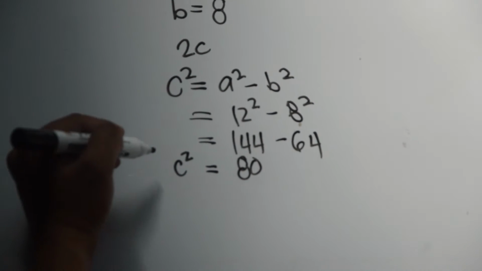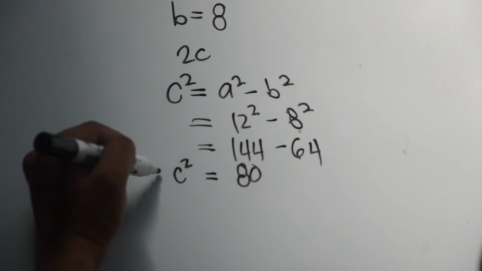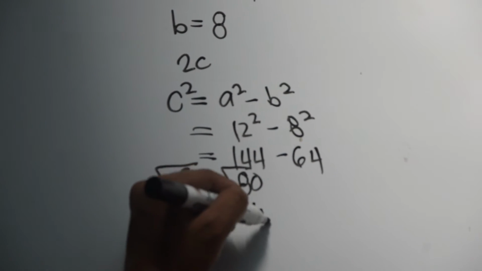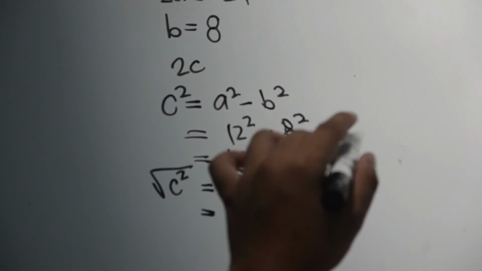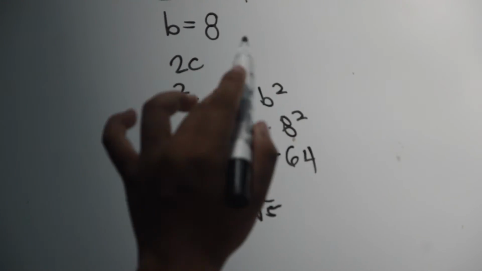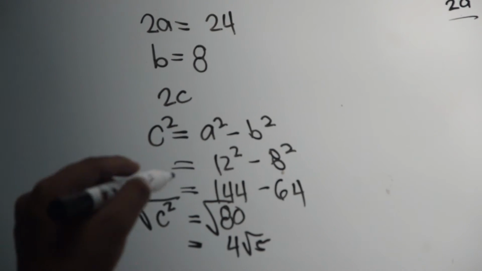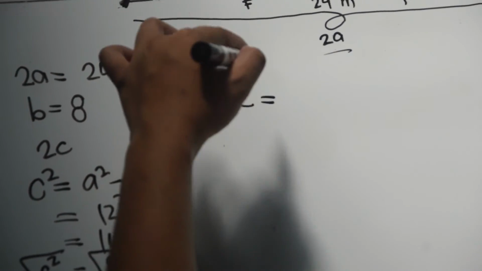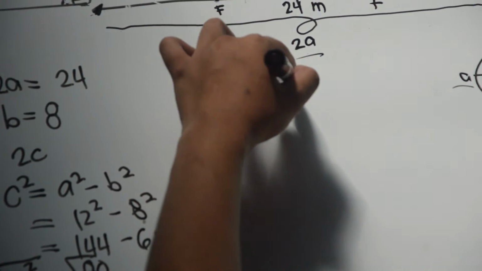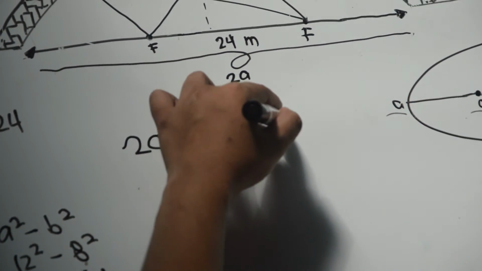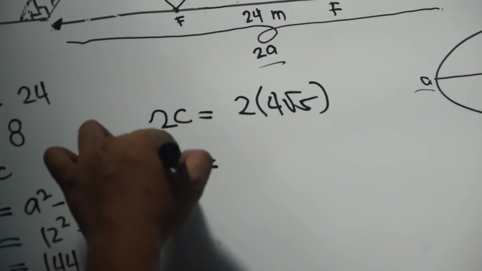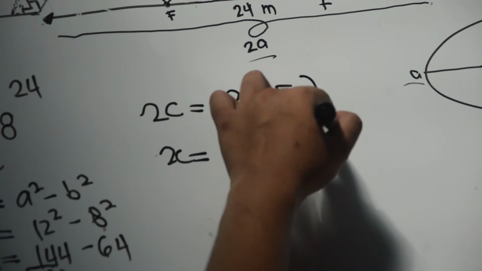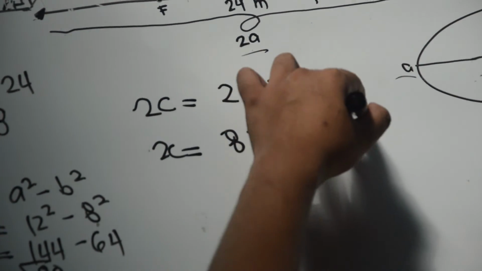And we are finding c. So we're going to have the square root of c squared, so c is equal to 4 square root of 5. And since we are finding the distance or 2c, we're going to substitute the value of c, which is 4 square root of 5. So 2c is equal to 2 quantity 4 square root of 5, which is equal to 8 square root of 5. That is now the distance from the focus to another focus.